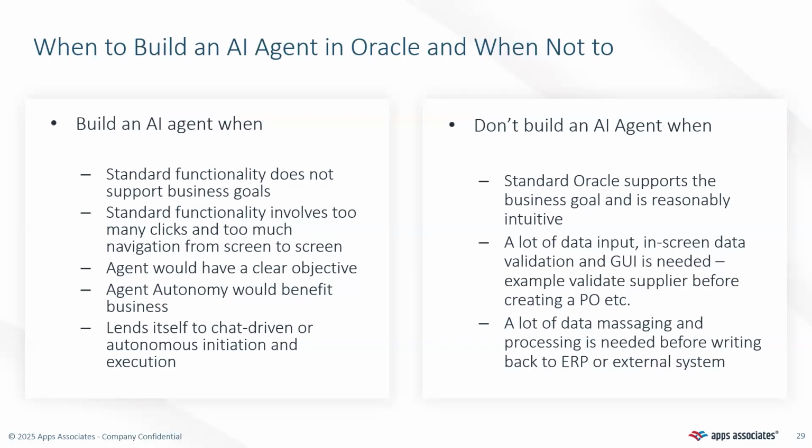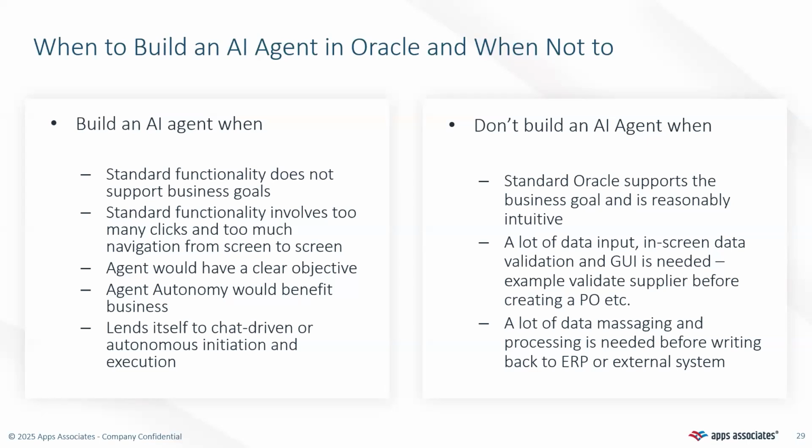For me, building an agent is when standard functionality doesn't meet those goals, when it involves too many clicks or too many navigations from screen to screen. The agent needs to have a very clear objective, and obviously you need to have the business benefit behind running that agent. And it lends itself to a chat-driven or autonomous initiation and execution. So think about it like this: you have an org chart, I want this person to do a certain thing. How do they take that action?